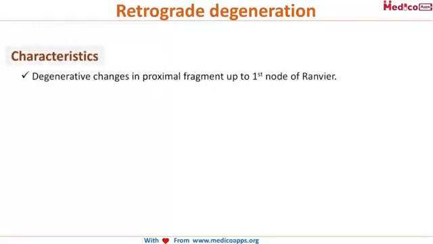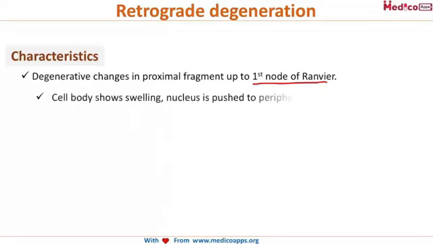Now let's look at primary degeneration or retrograde degeneration. Right? These changes occur in the proximal fragment only up to the first node of Ranvier. Right? Up to the first node of Ranvier, we call it retrograde degeneration. What are the changes here? The cell body shows swelling, and usually, if this is your nerve cell, in a normal nerve cell the nucleus is central in location. But when it is undergoing degeneration, it goes to the periphery, especially opposite to the axon hillock.